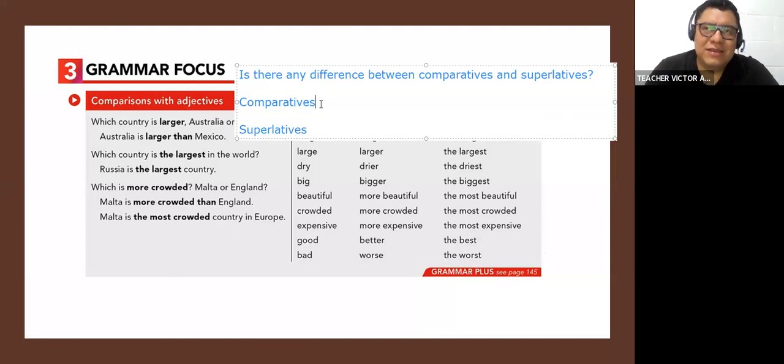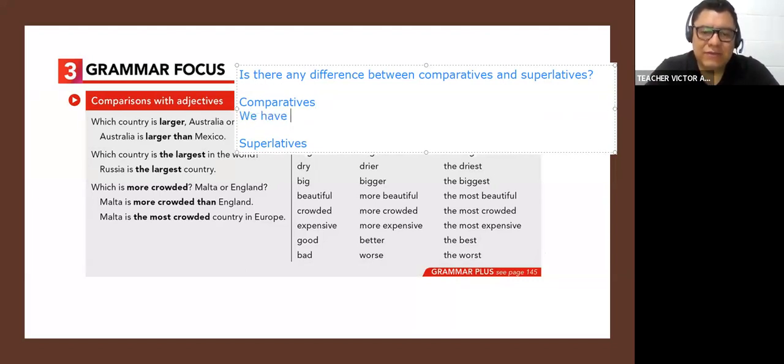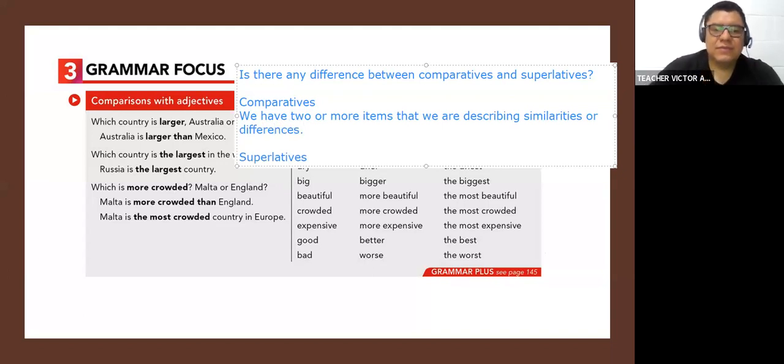Yeah, they are related, but they are not exactly the same. For example, when we say comparatives, we have two or more items that we are describing, I would say, similarities or differences. So it could be two or more items, right?